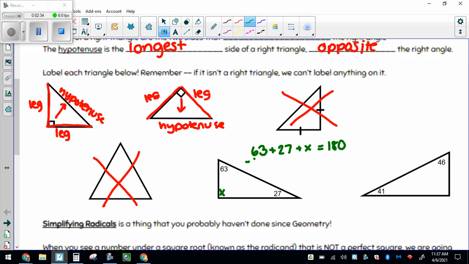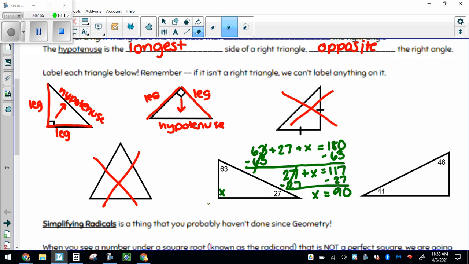Well, to get rid of the 63, I can subtract 63 from both sides so that these cancel. I get 27 plus X equals 117. I can subtract the 27 again. And that gives me X equals 90. Or in other words, this angle down here is 90 degrees.